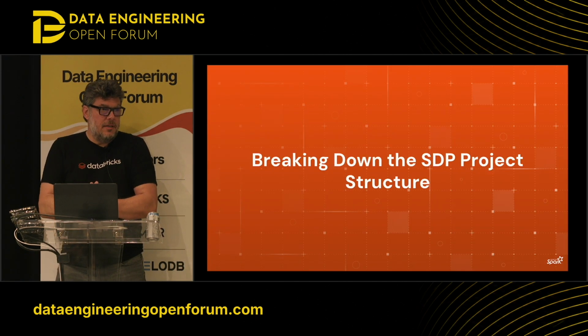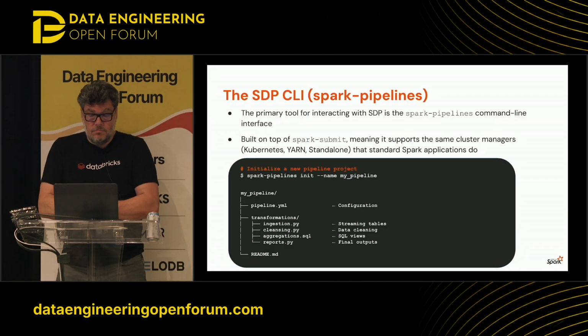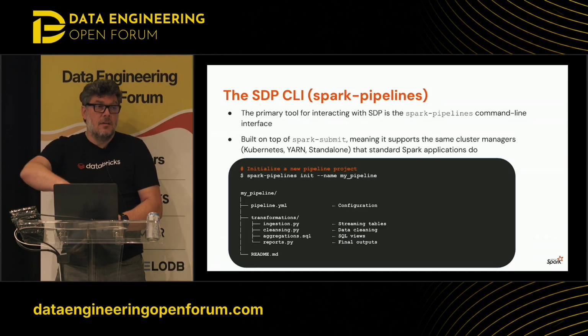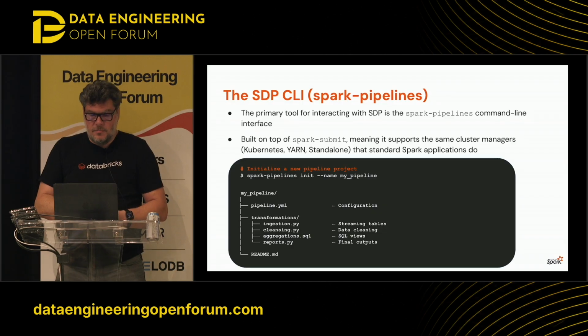Okay, so we've seen the main concepts that exist in pipelines. Now I want to look at what a project in SDP actually looks like. So in SDP, if you want to use it, you use the CLI. And the CLI looks very, very similar to Spark Submit. It's actually a wrapper on top of Spark Submit that understands the structure of your pipeline project and passes additional arguments to Spark Submit. Now, what that means is you can run pipelines wherever you can run Spark Submit.